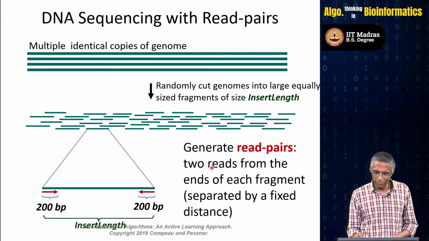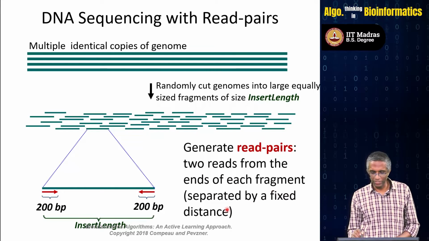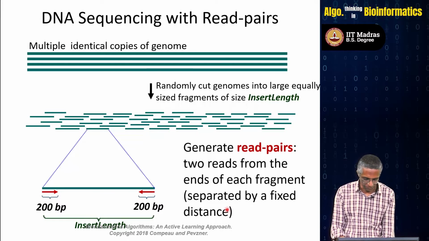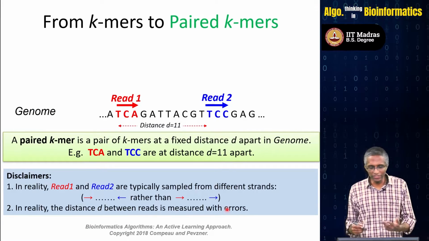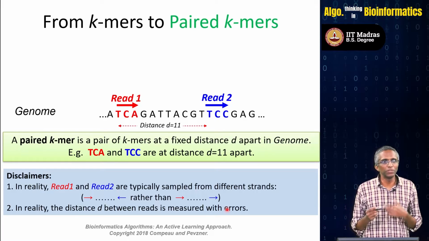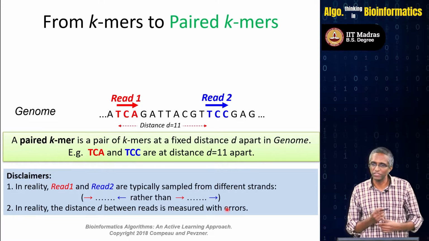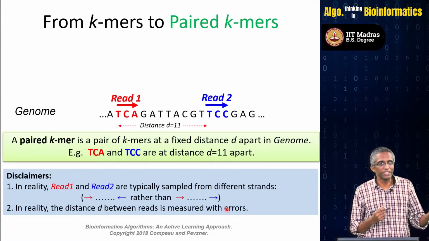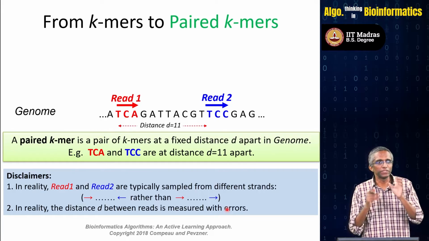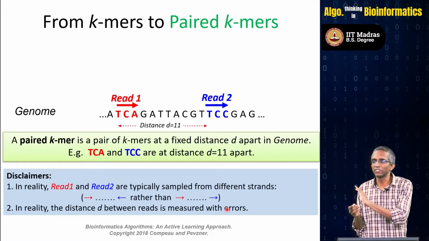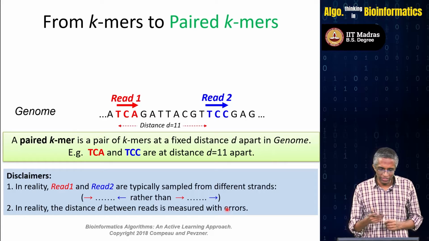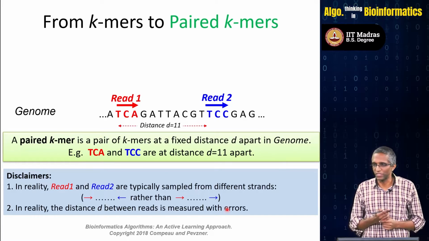So you generate read pairs, 2 reads from the ends of each fragment separated by a fixed distance to get around this GCC GGG problem that we just saw, okay? And this is an interesting exercise now on how will you build the de Bruijn graph with these paired reads, okay? In the sense that with single reads, we could take each read and split it into these k minus 1 mers and attach those k minus 1 mers. But with pairs of reads, how will you do it? And that is what we will see in the next set of slides, okay?